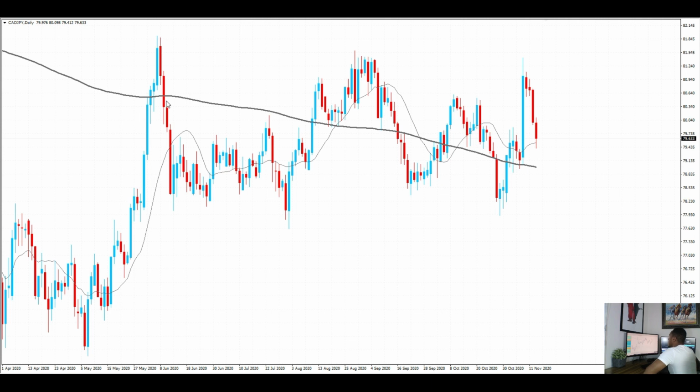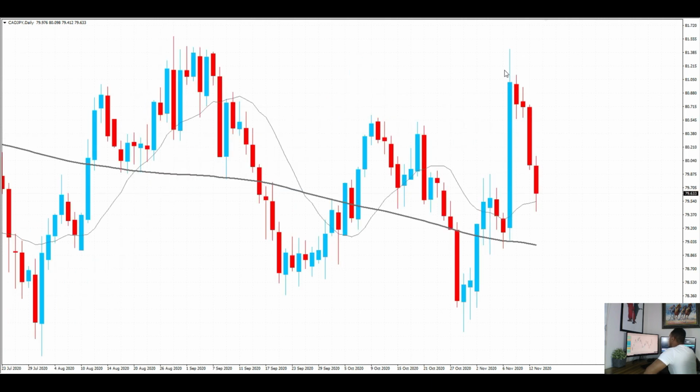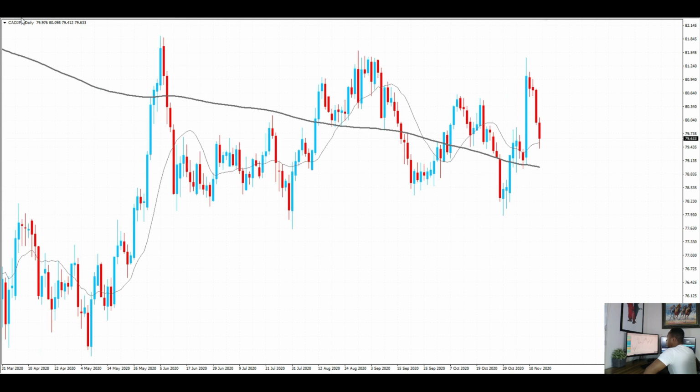Okay, so for CAD JPY on the daily chart, you can see we had a big push to the upside, then a big move to the downside last week. So quite volatile with the vaccine news coming in, but we did see a nice push back to the downside. You can see we do have this trend line running through the market, looking at the previous high. So initial test there, move to the downside, second test there, move to the downside, and again third test, and we saw a nice move to the downside.